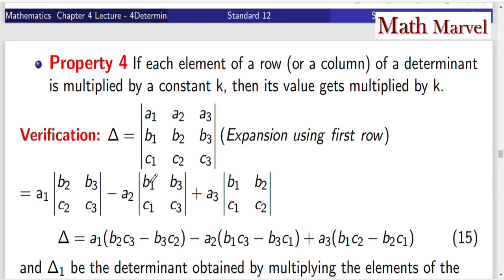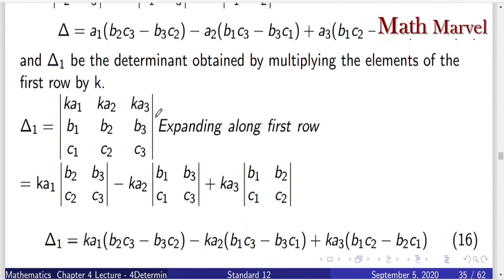Property 4: if each element of a row or a column of a determinant is multiplied by a constant k, then its value gets multiplied by k. Now what is the meaning of this property? Suppose we have one determinant delta. Here the elements are a1, a2, a3, b1, b2, b3, c1, c2, c3. According to this property, if we multiply any row or any column of this determinant by some constant, suppose here I multiply the first row by k, we have a new determinant delta 1.